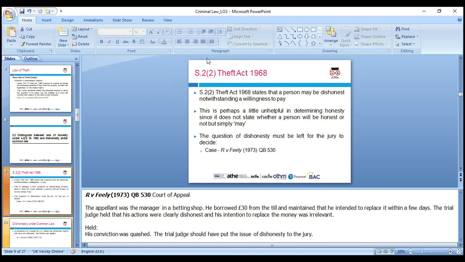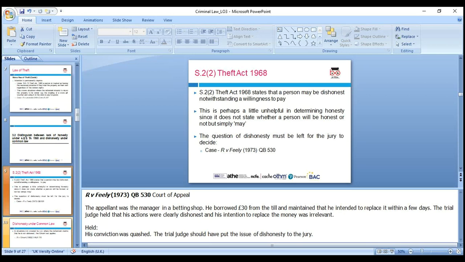The Theft Act states that the person may be dishonest, notwithstanding a willingness to pay. This is perhaps a little unhelpful in determining dishonesty, since it does not state whether the person will be honest or not, but may. The question of dishonesty must be left for the jury to decide.